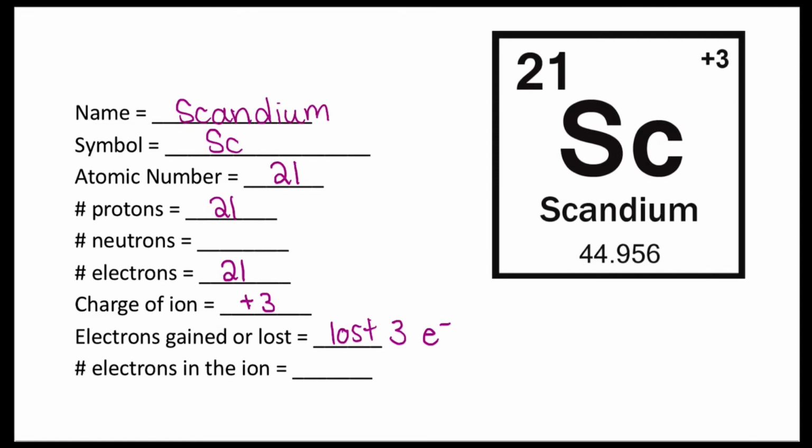And the number of electrons in the ion we can calculate. For number of neutrons first, if we round this up to 45, which is the mass, minus the number of protons, which is 21, you end up with a total of 24 neutrons. For electrons in the ion, which remember we have lost 3 electrons, it's going to be 21 atomic number minus 3, which gives us a total of 18 electrons.